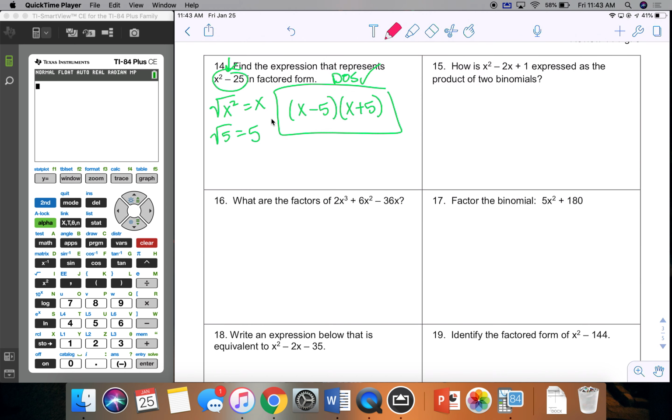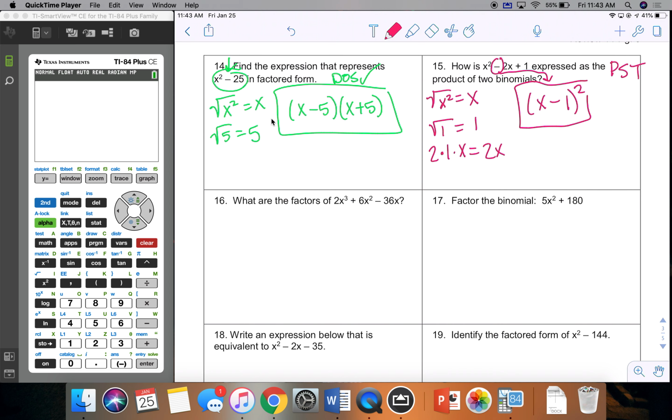Problem 15, I have three terms, so this is not a difference of squares. However, I do notice that you can take the square root of the first term and the square root of the last term, and if you multiply 2 times both of those, you would get back to the middle term. So this is a perfect square trinomial, meaning that I have the square root of the first term, the square root of the last term, and I follow the sign of the middle term, and that would be squared.